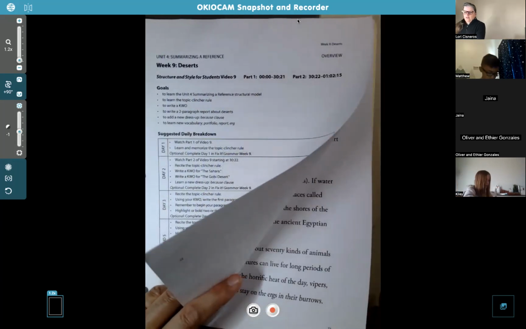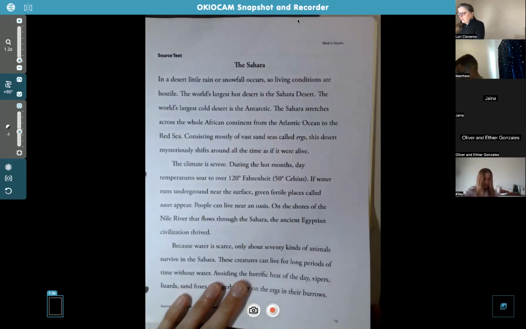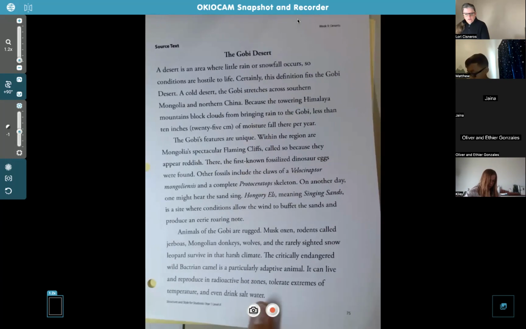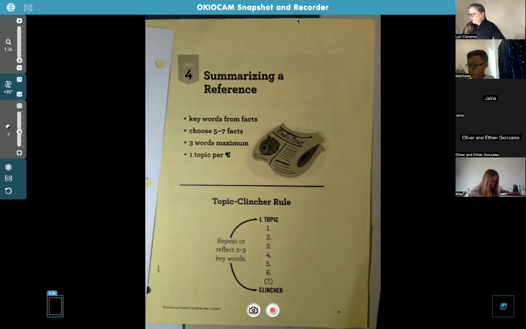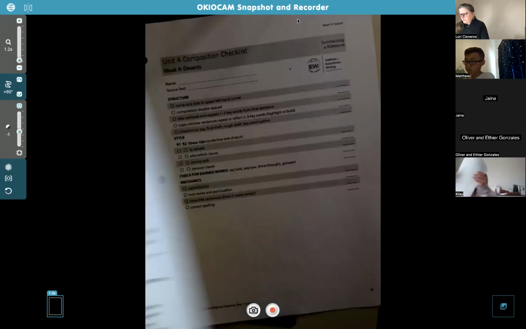So 71, 73, so they're the 5 pages here for week 9: the Sahara, the Gobi Desert, this yellow page, and then the checklist. So all the way through 79.